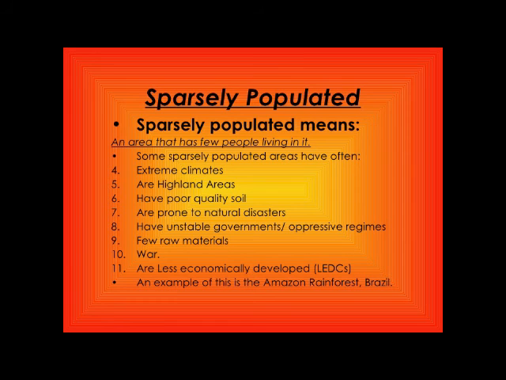Next we come to the meaning of sparsely populated. Now, sparsely populated is an area that has few people living in it. Some sparsely populated areas often have extreme climates, are highland areas, have poor quality soil and are prone to natural disasters. They have unstable governments, that is, oppressive regimes, they have few raw materials, there are warlike conditions sometimes, and are economically backward. For example, the Amazon rainforests of Brazil.